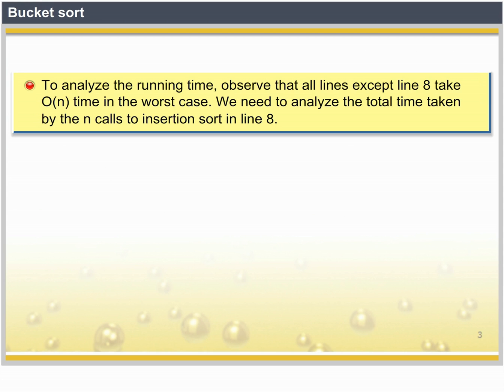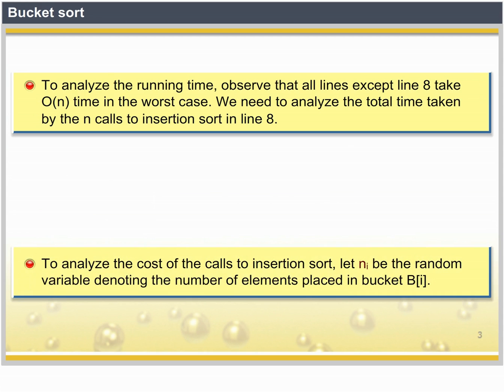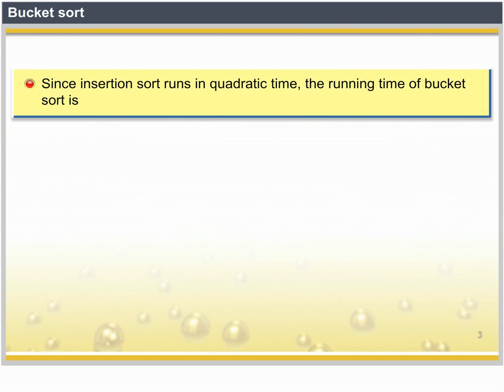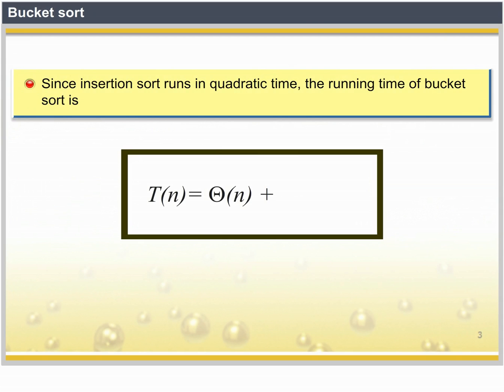To analyze the cost of the calls to insertion sort, let ni be the random variable denoting the number of elements placed in bucket B[i]. Since insertion sort runs in quadratic time, the running time of bucket sort is T(n) = Θ(n) + Σ_{i=0}^{n-1} O(ni²).